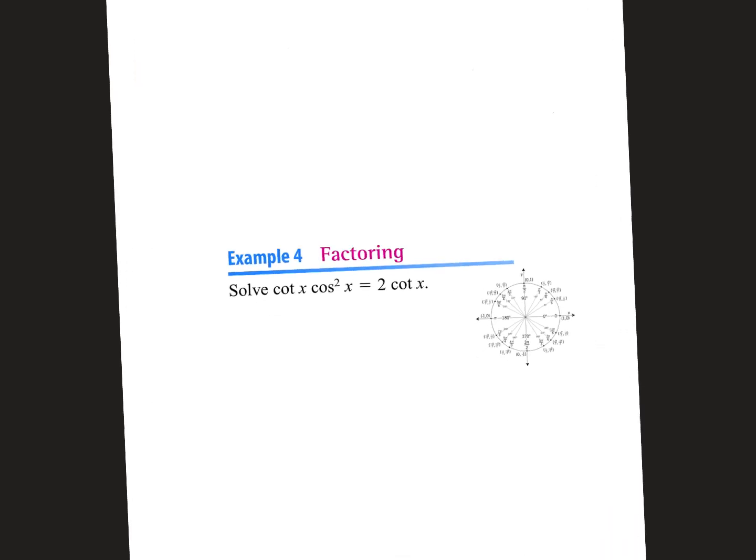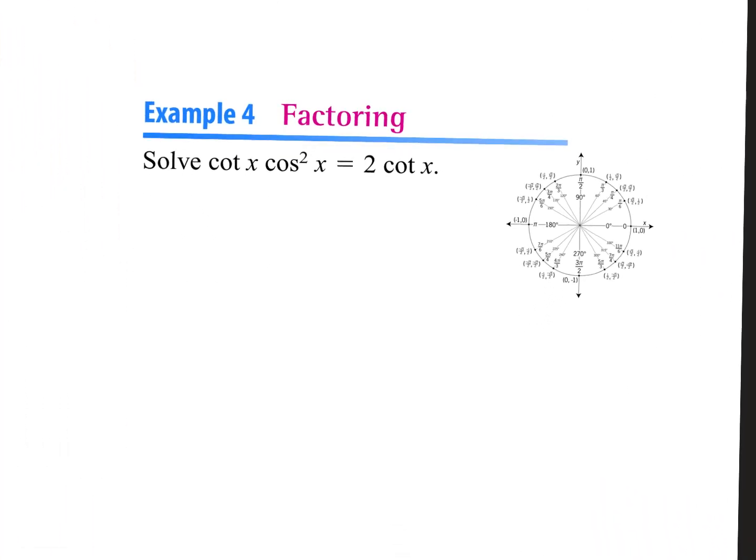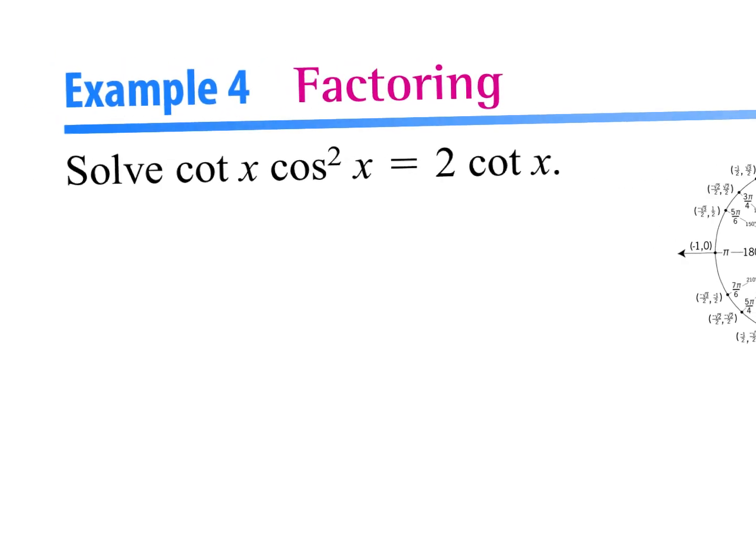Part 2, let's talk about example number 4. All right, let's talk about this question. I see a trig function squared. I see another trig function that's not squared. So anytime you have a quadratic, if you have something squared, we want to move everything to one side and try and solve. So let's go ahead and move this over.